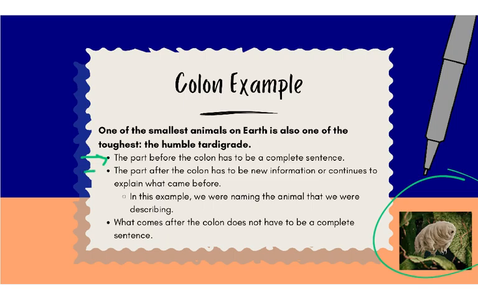The next thing is the part after the colon has to be either new information or a continuation of an explanation of what came before. So it needs to be new information or an explanation of what came before. Okay, in this example, the new information is naming the humble tardigrade.